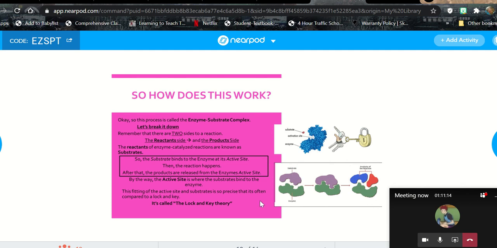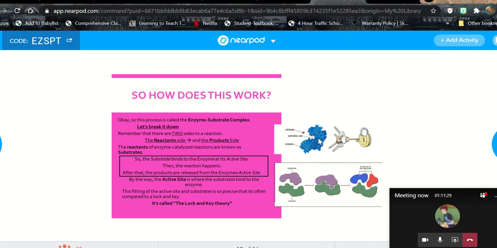All right. By the way, the active site is where the substrate binds to the enzyme. So again, that's the active site. This fitting of the active site and substrate is so precise that it's often compared to a lock and key, called the lock and key theory.